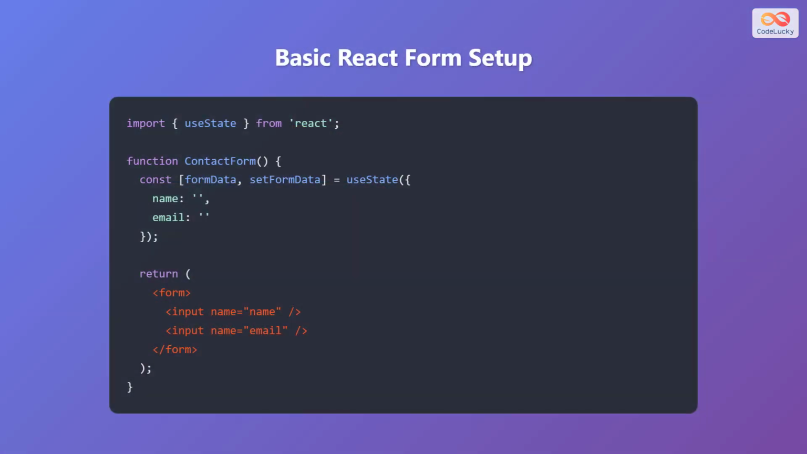Let's start with a basic React form setup. First, import the useState hook from React. Next, create a component called ContactForm. Inside ContactForm, use the useState hook to initialize a state variable called formData, with properties like name and email, initially set to empty strings. Finally, return a form containing input fields for name and email.